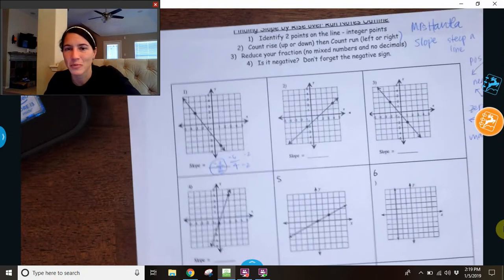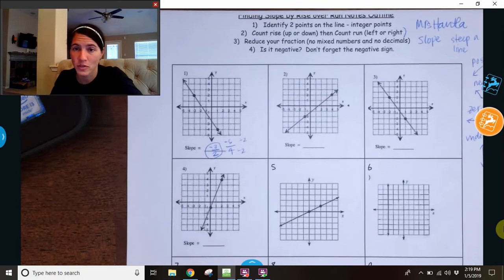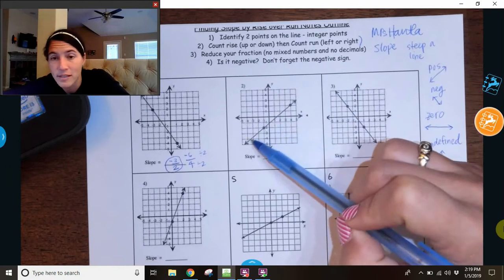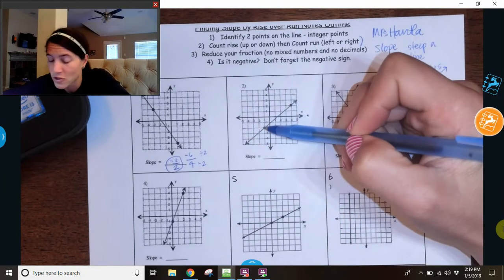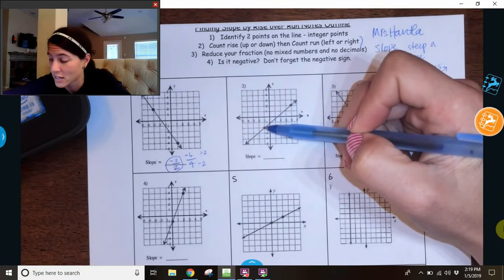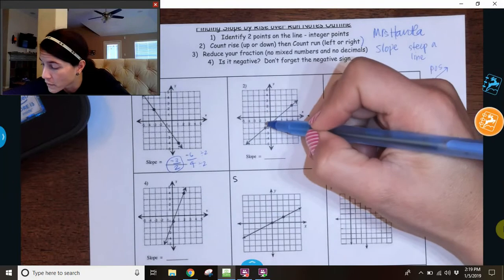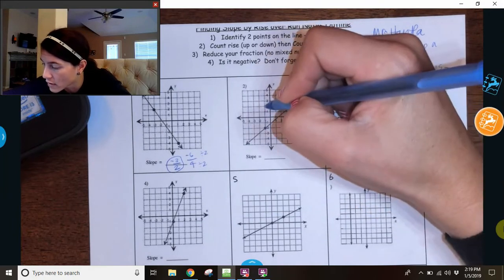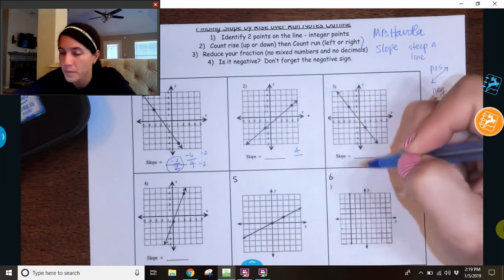All right, so let's do number 2 together. Again, you need to find 2 points, which I've already found for you. And now we're going to count our rise. In this slope, this is positive. So I'm going to start on the left dot, and I'm going to count up. 1, 2, 3, 4, right here. So I went up 4.